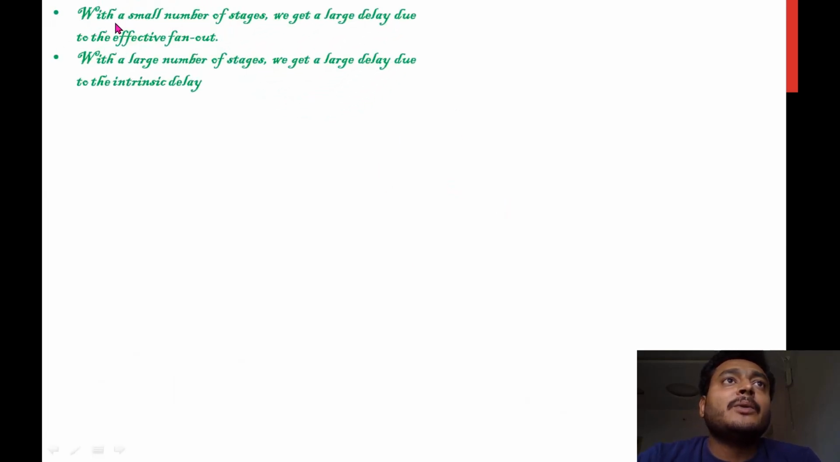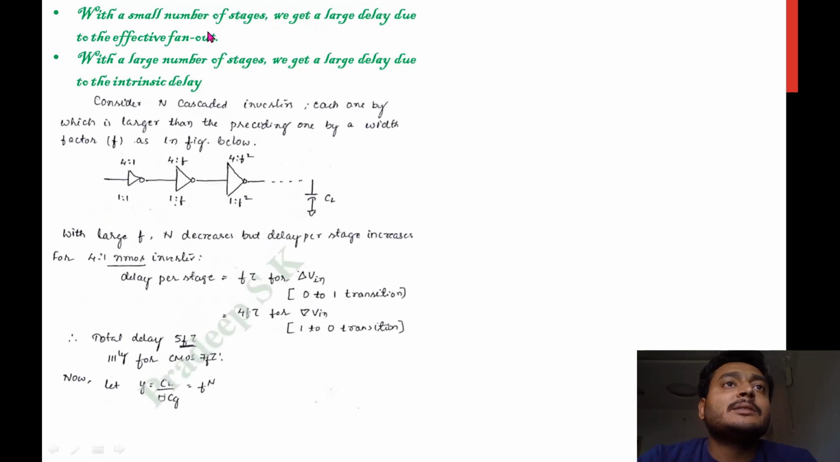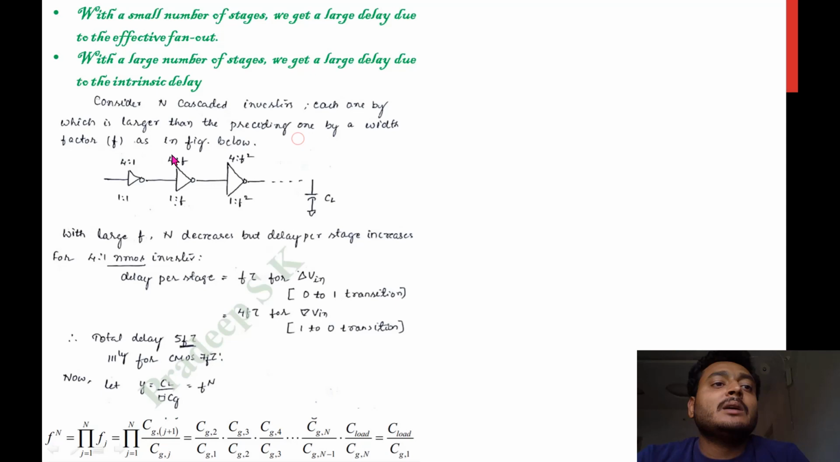This is the thing I told you: if you have a smaller number of stages, say one or two or three stages, the delay will be large due to the fan-out effect. And with a large number of stages, we get a large delay due to the intrinsic delay. Right, and this is the derivation part I mentioned.